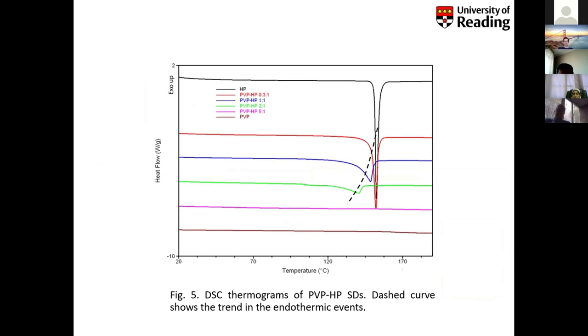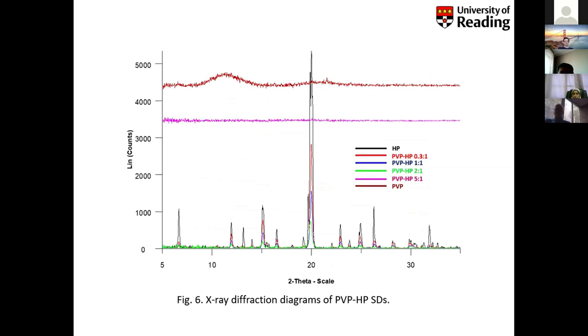So here are the X-ray diffraction diagrams of PVP haloperidol solid dispersions. The drug crystallinity gradually decreased with the increase of PVP, and a fully amorphous solid dispersion was observed at 5:1, which is in agreement with the DSC results.